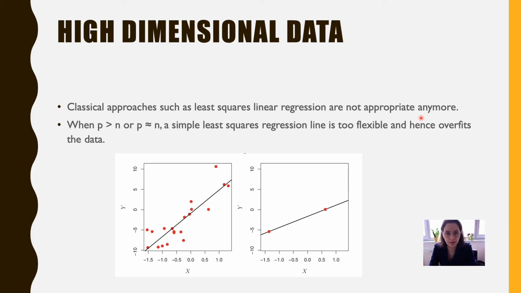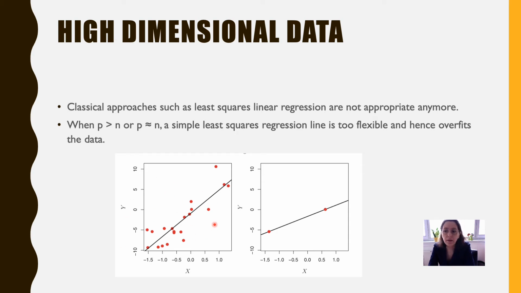Please keep in mind that if your p is greater than n or close to n, a simple least squares regression line is too flexible and it's going to overfit your data. When you look at this graph on the left, you will see least squares regression in the low dimension setting.